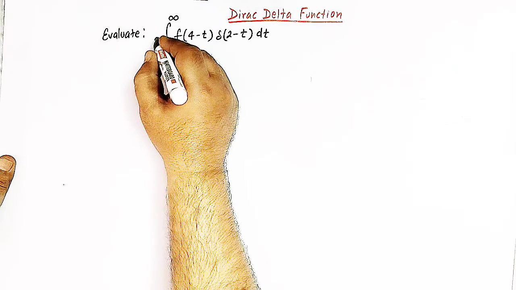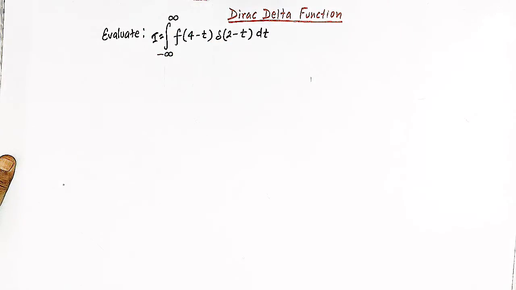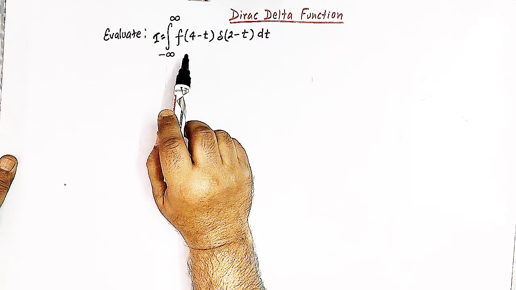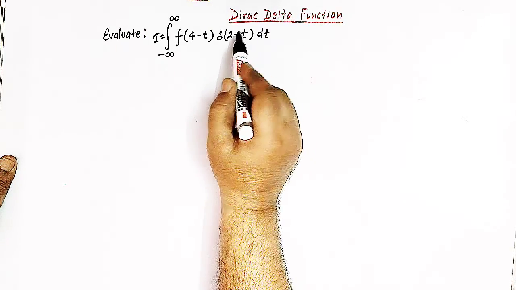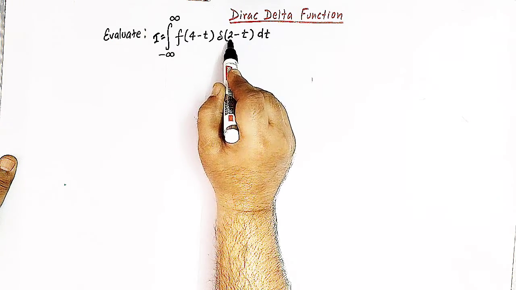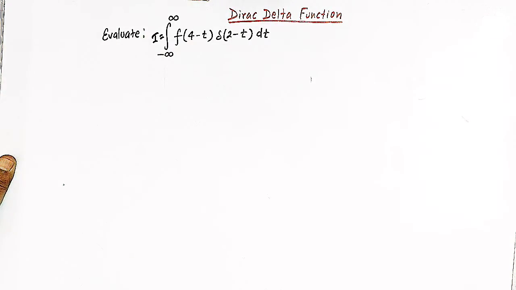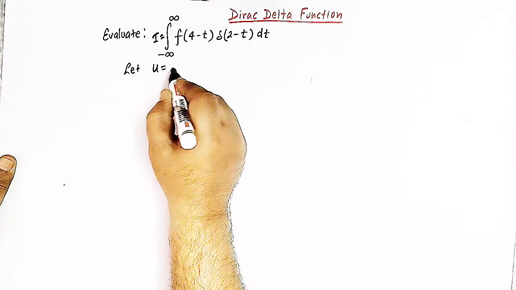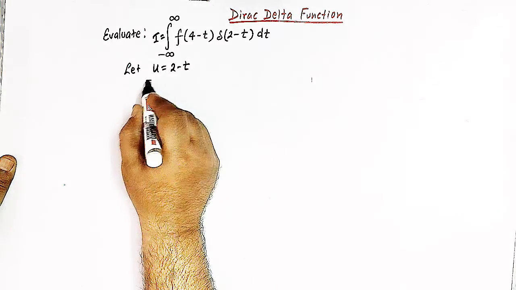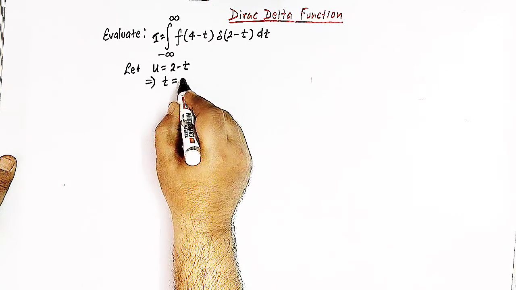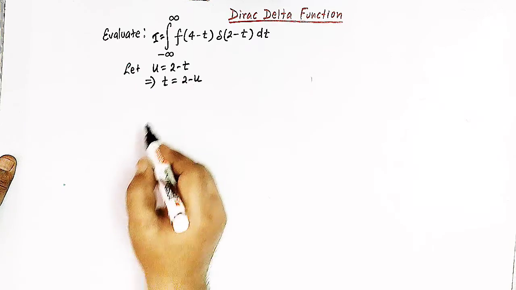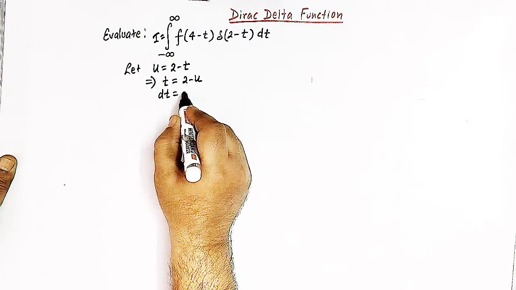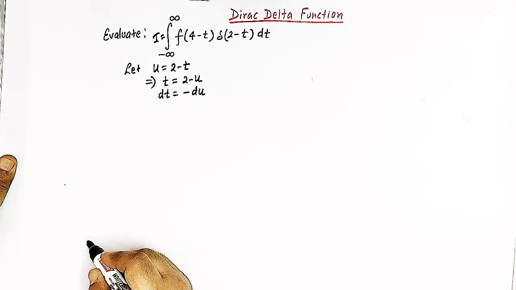So let us first call this integral I, and here we'll make use of the substitution method, and we'll take this argument, that is 2 minus t, as u, right? So let us substitute here. u is equal to 2 minus t, so that we have t is equal to 2 minus u, right? Now differentiating both sides, we get dt is equal to minus du, right?